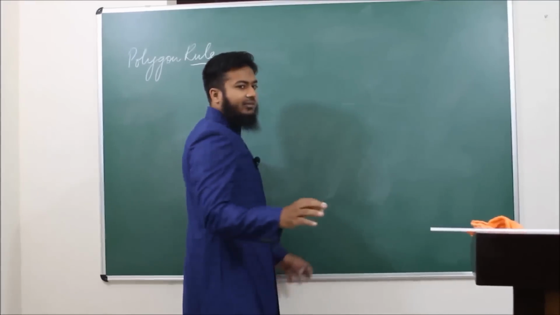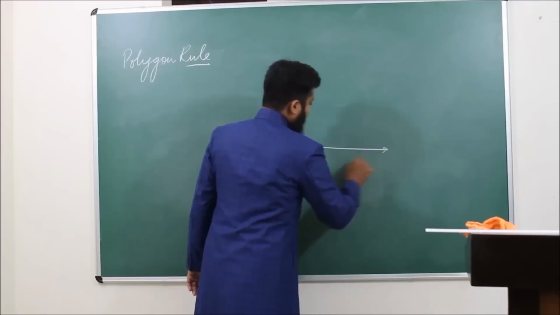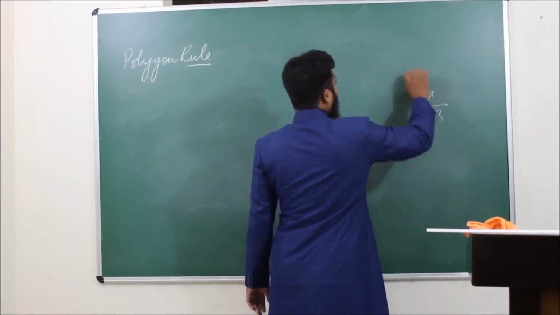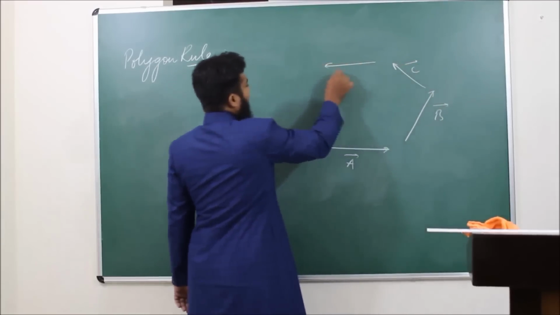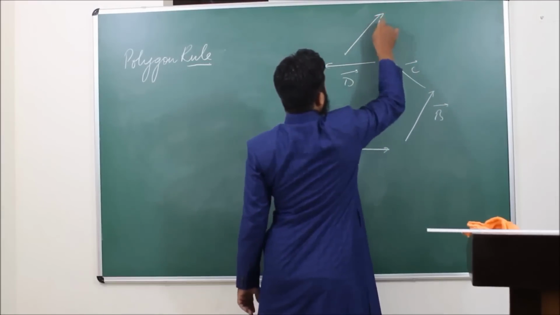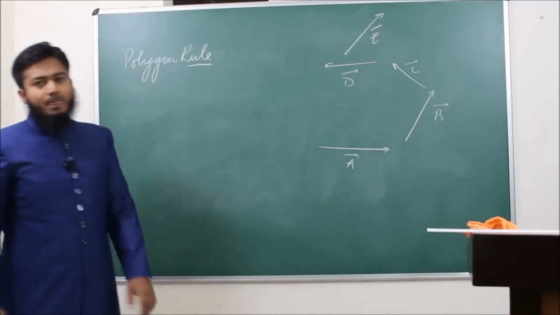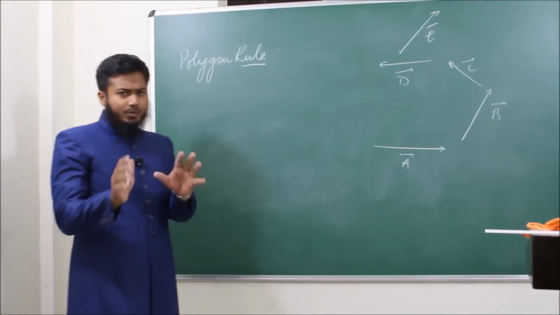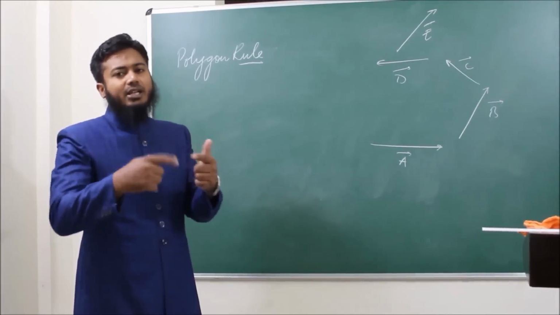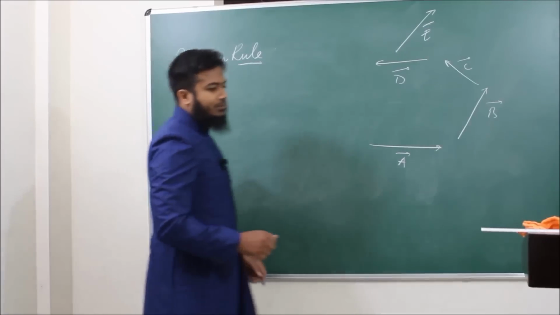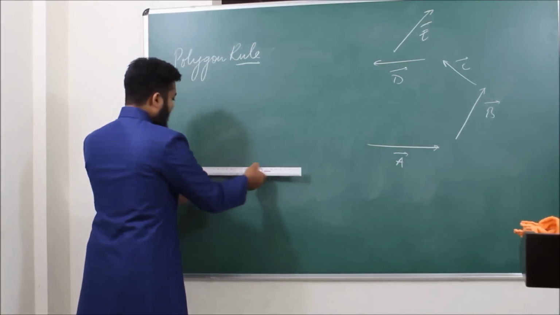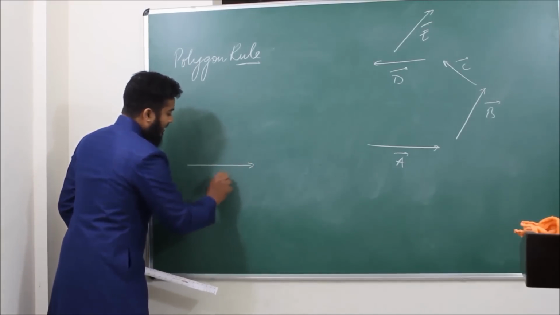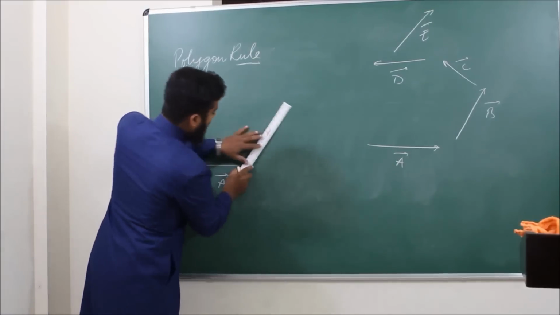Polygon rule. Say we have a number of vectors, vector A, vector B, vector C, another vector D, and another vector E. We have 5 vectors here, and we have to add all of them. The polygon rule is nothing new, it is just the extension of the triangle rule. Polygon rule says: vector A, उसकी हेड से दूसरा वेक्टर B, उसकी टेल ज्वाइन करो.